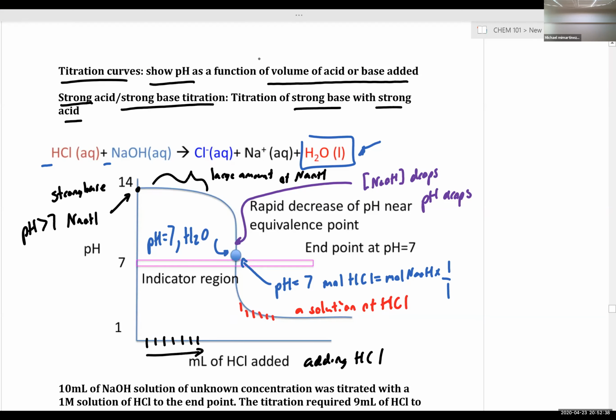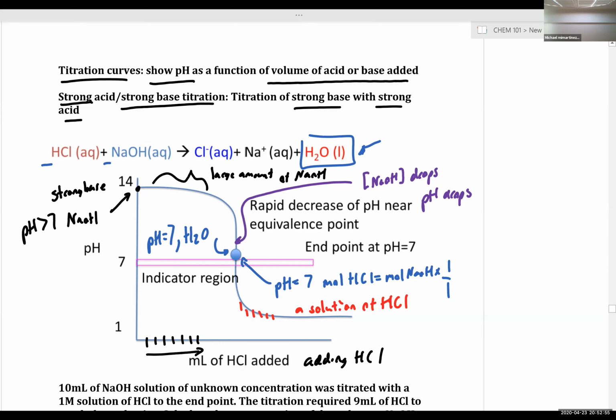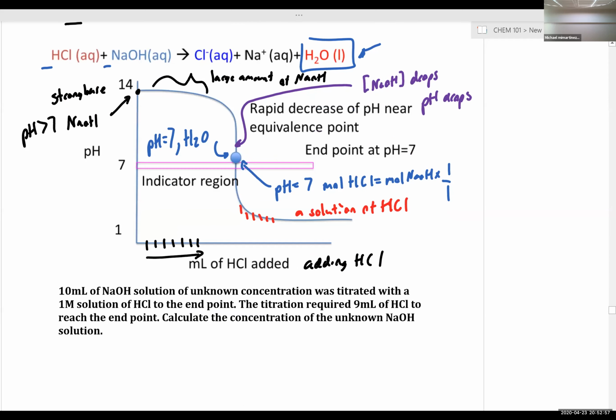Okay, so this is how to read a titration curve. We call the region when the indicator changes color the indicator region, and we try to have our indicator region as close to the equivalence point as possible. Okay, so let's do some calculations now.